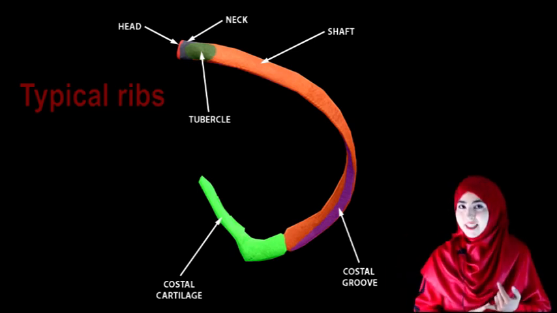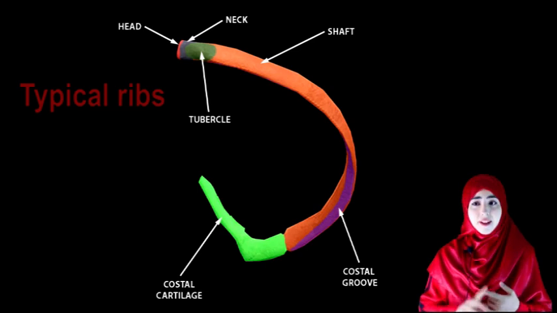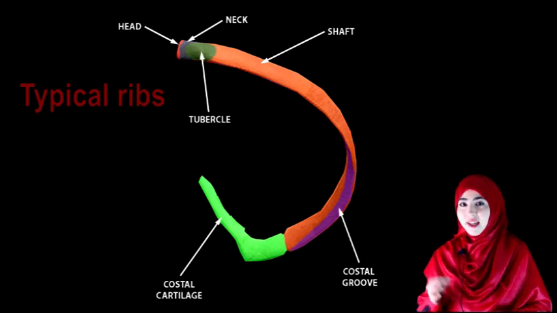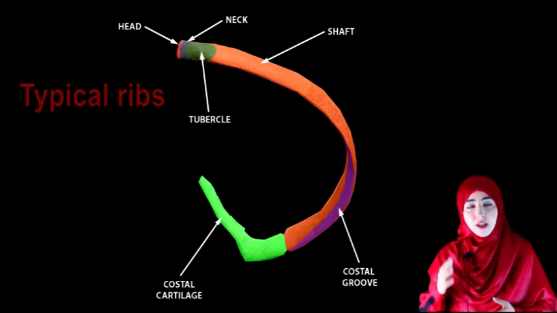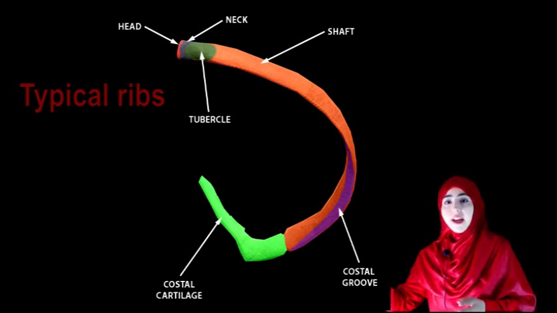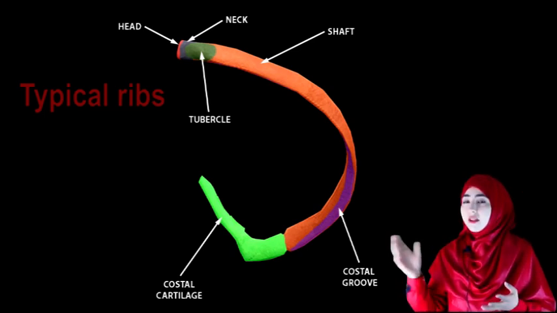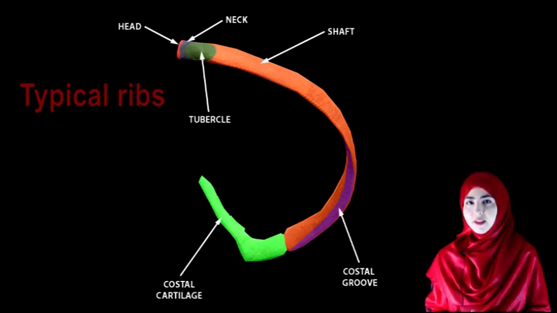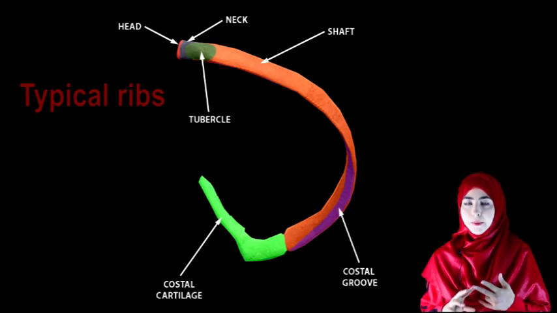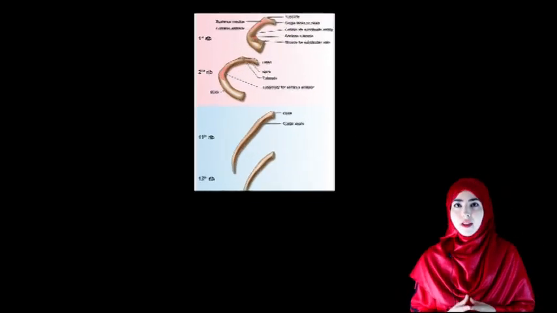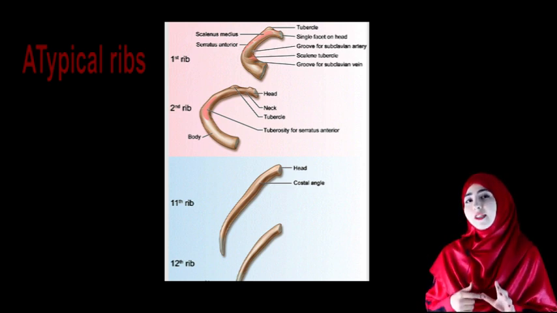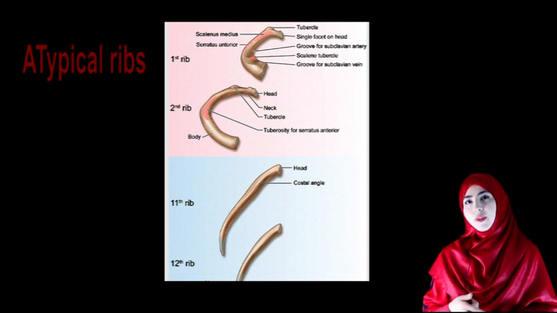And then we have the body. The body is thin and flat, curved markedly at the costal angle. The most important part in the body is the concave internal surface that has the costal groove. In the inferior border, it gives protection for the intercostal nerve and vessels. The typical ribs consist of the 3rd to the 7th ribs. And now we come to the second classification, the atypical ribs, that consist of the first, 2nd, 10th, 11th and 12th ribs.